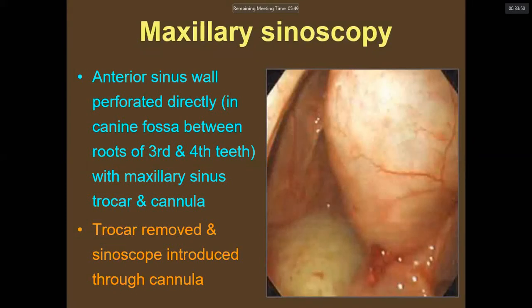Maxillary sinoscopy. The sinus wall is perforated directly in the canine fossa, between the third and fourth teeth. We just skip it.